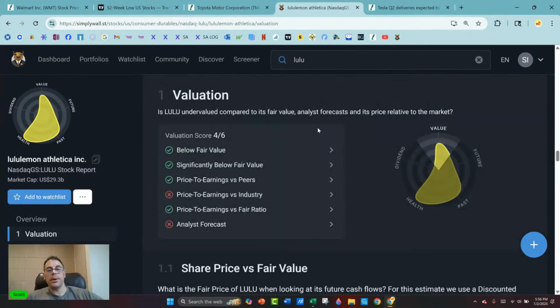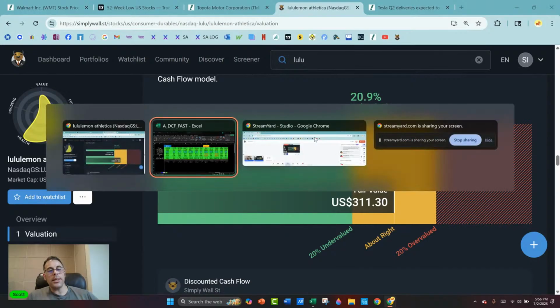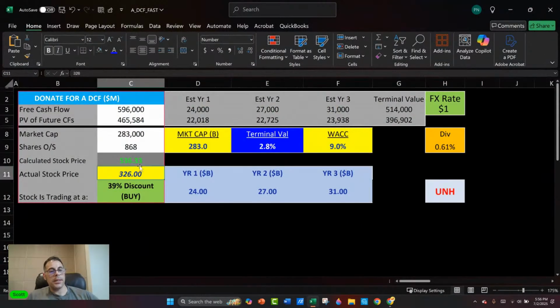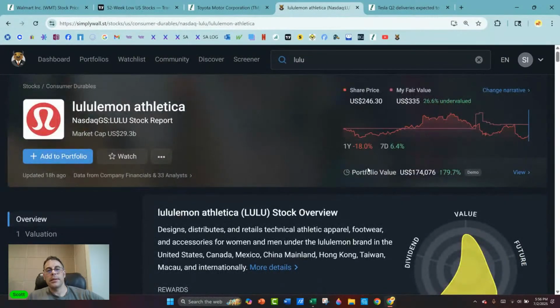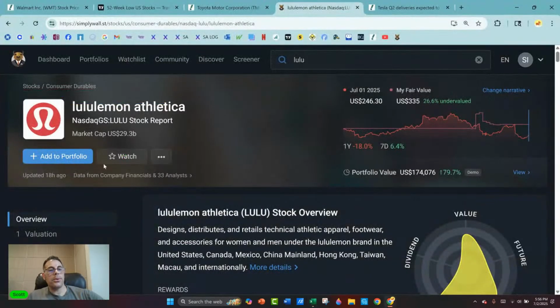Let's see what Simply Wall Street says. They're at 311. But let's do a DCF. I'll show you guys how I do a DCF. It's a pretty simple process. So the stock is trading at 246. At 246.30. The market cap is 29 billion, so not too big of a company.